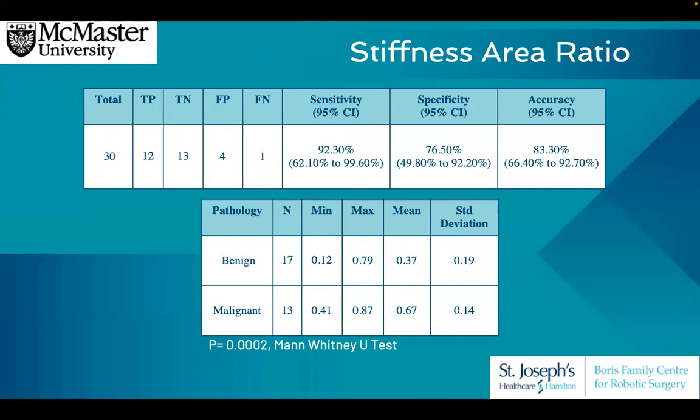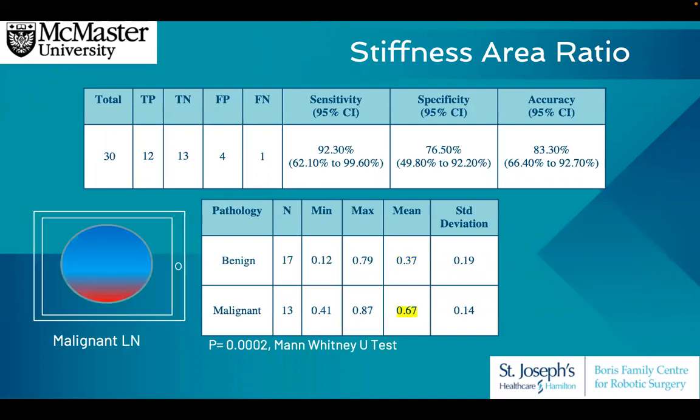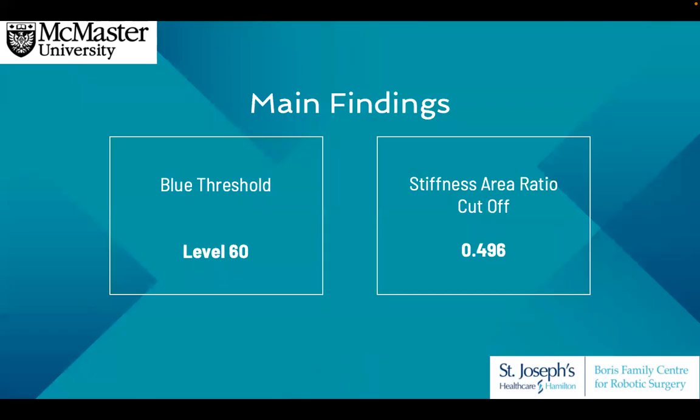Based on the stiffness area ratio cutoff, the sensitivity was 92.3%, specificity was 76.5%, and the overall accuracy was 83.3%. The average stiffness area ratio for benign lymph nodes was 0.37, and for malignant lymph nodes, it was 0.67, and there was a significant difference between these two groups. So our main findings were that the blue threshold level was found to be level 60, and the stiffness area ratio cutoff was found to be 0.496.